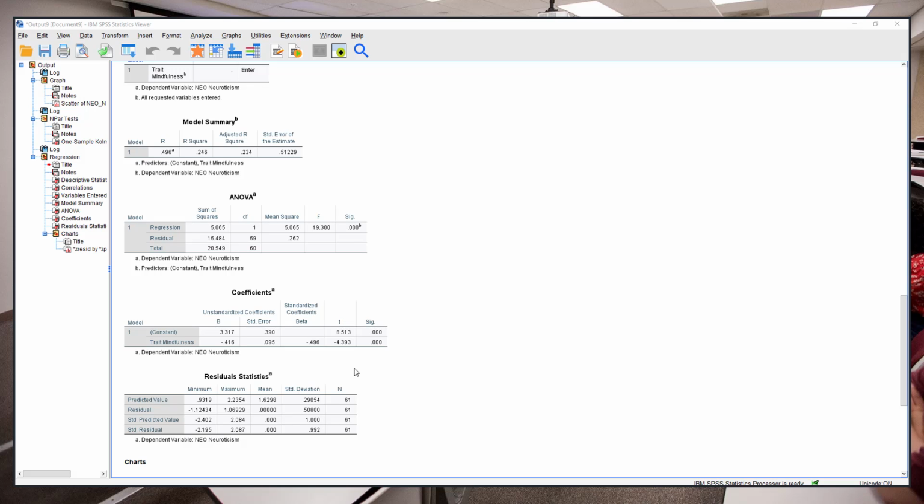So what would that mean? What does that regression equation actually imply? It suggests that for each unit of increase in trait mindfulness, there is a 0.416 decrease in neuroticism. So as someone's trait mindfulness increases, their tendency to be neurotic is reduced.